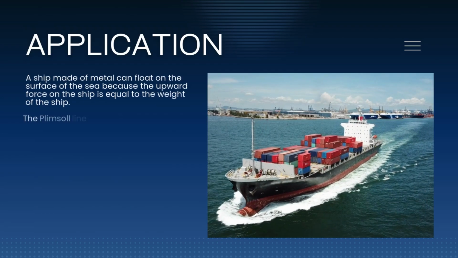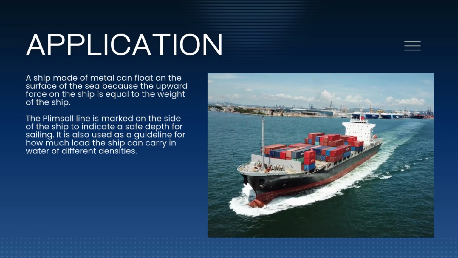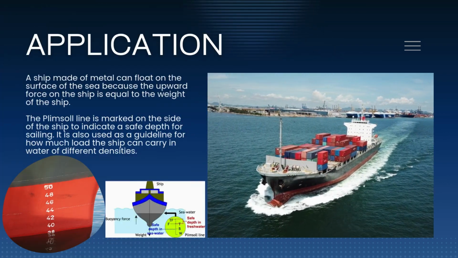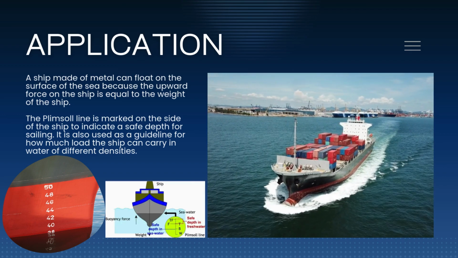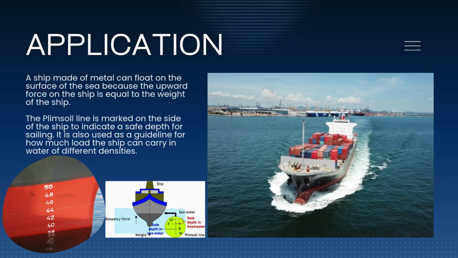Even though ships are made of metal, they float because their shape allows them to displace a large volume of water. The Plimsoll line on the ship shows the maximum safe load level. If the ship sinks below this line, it becomes dangerous. This is a direct application of Archimedes' principle to ensure safety.